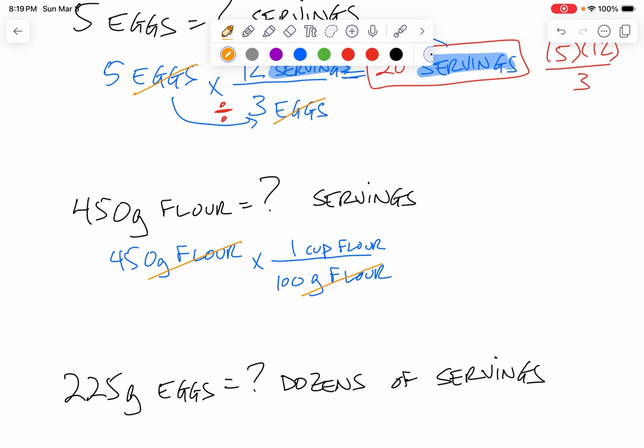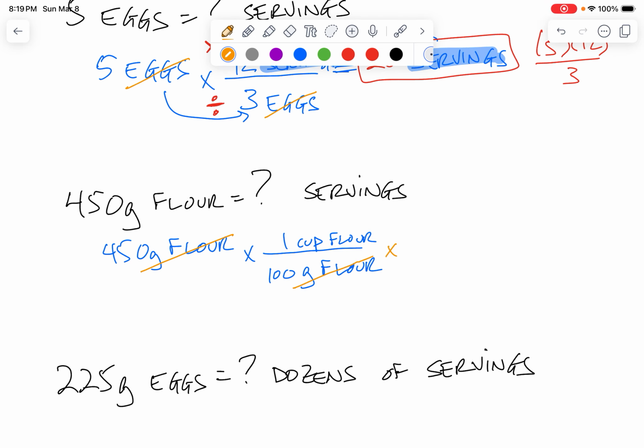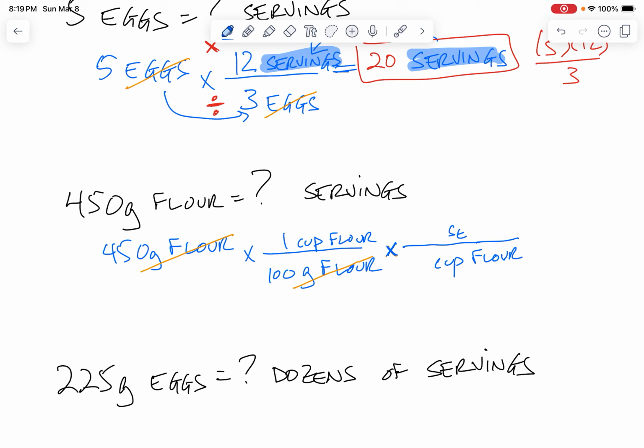So we need to have another conversion factor here that relates cups of flour to servings. And we do have that available to us.